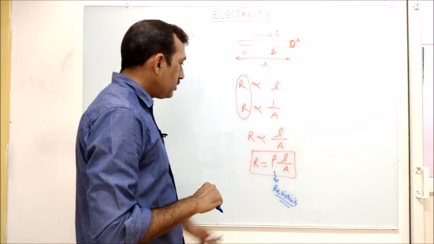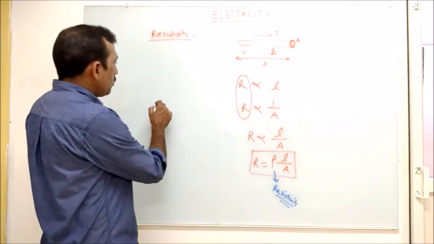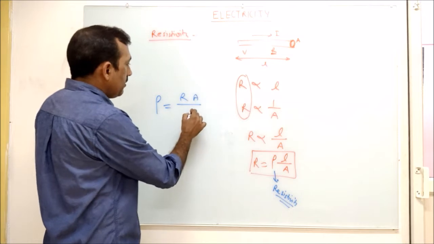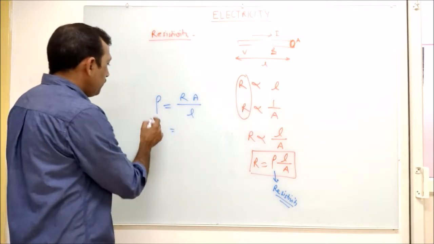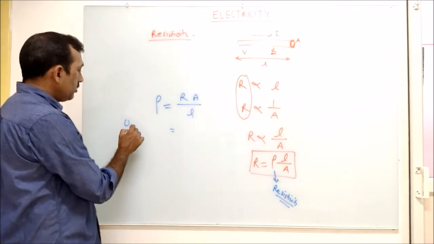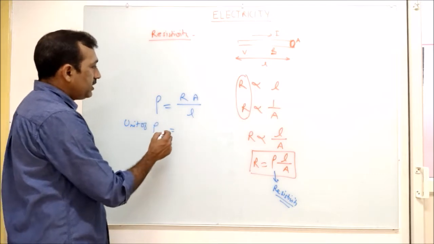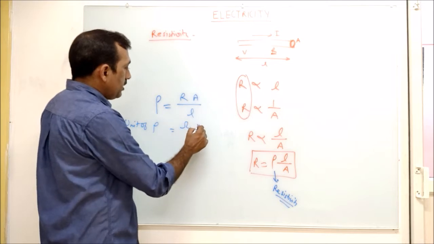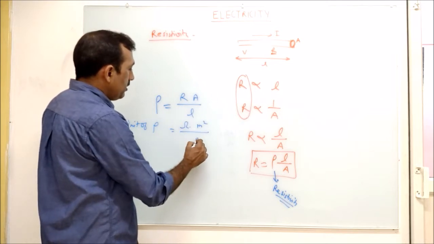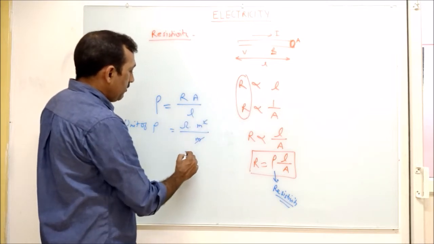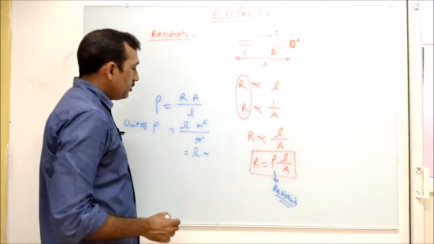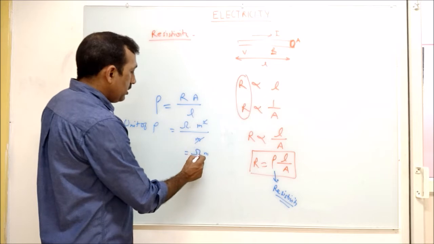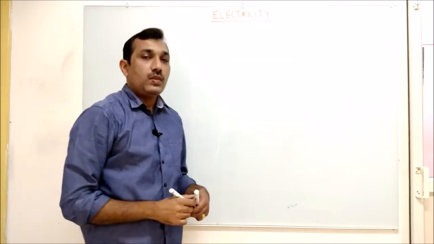Now let's find the unit of resistivity. So rho equal to R A by L. So unit of resistivity equals unit of R into unit of area, meter square, divided by unit of length, that is meter, and we get ohm meter. So what is the unit of resistivity? It is ohm meter, right?